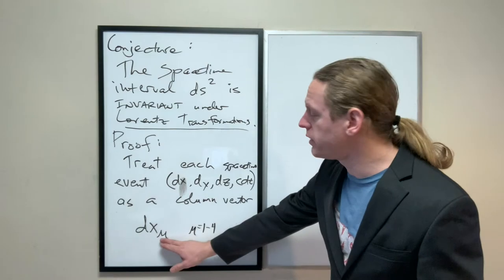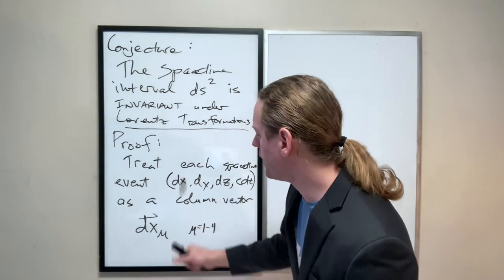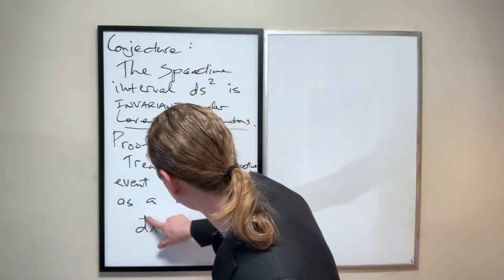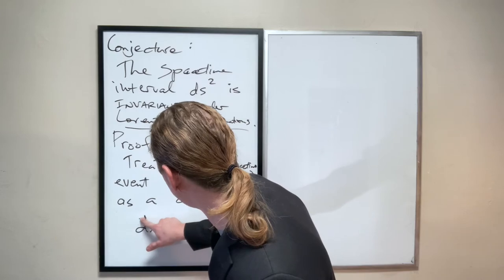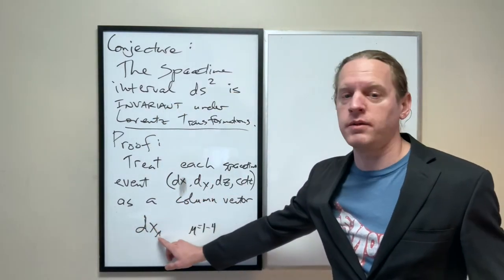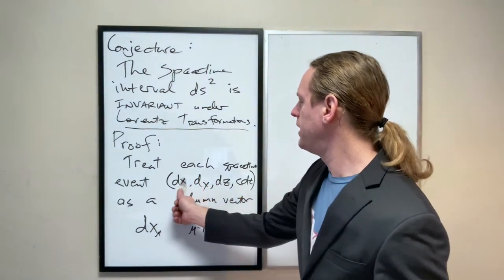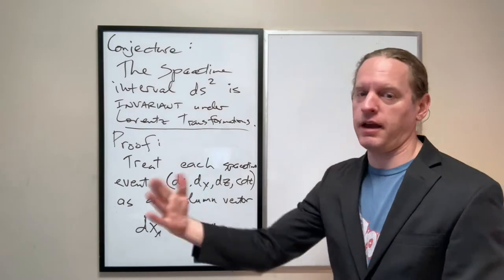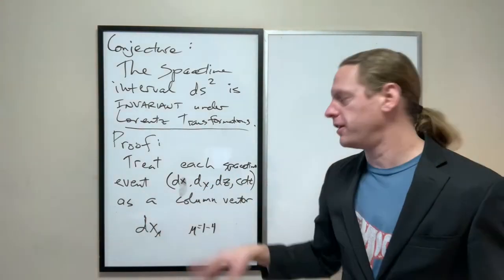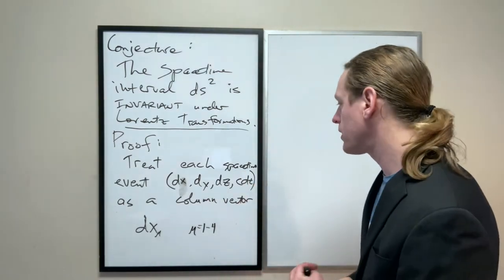Whenever you see a mu there, it indicates that it's a 4-vector, the related notation to a vector in 3D space. If you were to write dx sub 1, that would specifically be dx, simply the length element along the x-axis. If you were at dx sub 2, that would just be dy, the second component. So it's exactly the same as normal vectors, except it has a fourth element.